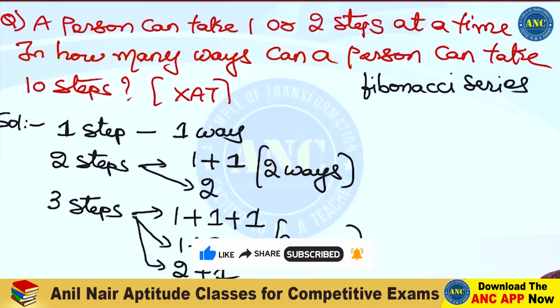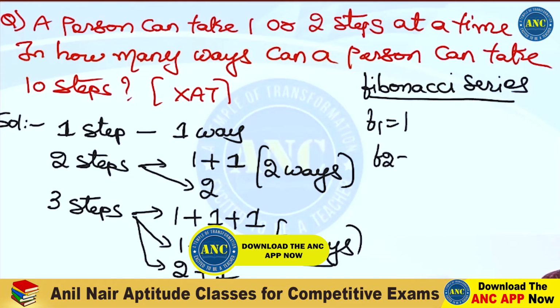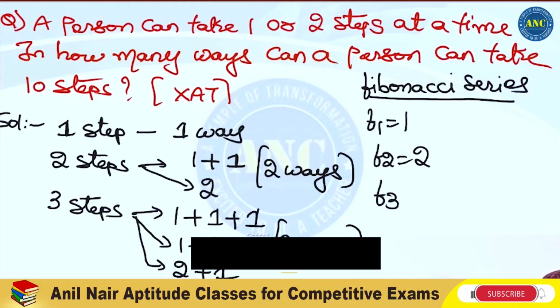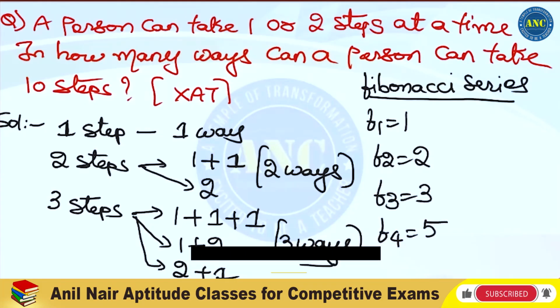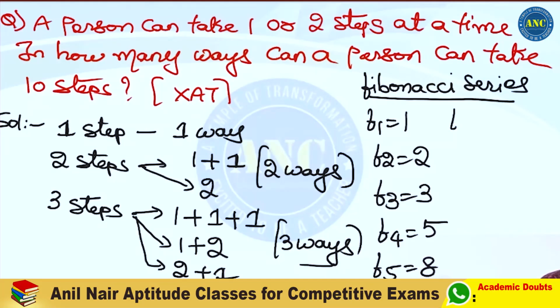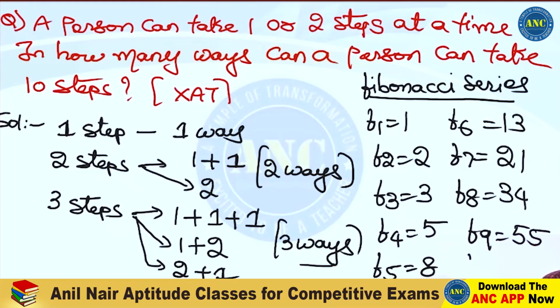This is nothing but an application of a Fibonacci series. F1 is 1, F2 is 2, F3 is nothing but 3, F4 is nothing but 3 plus 2, 5. F5 is nothing but 5 plus 3, 8. F6 is nothing but 13. F7 is nothing but 21. F8 is nothing but 34. F9 is nothing but 55. F10 is nothing but 89. I hope it is clear.